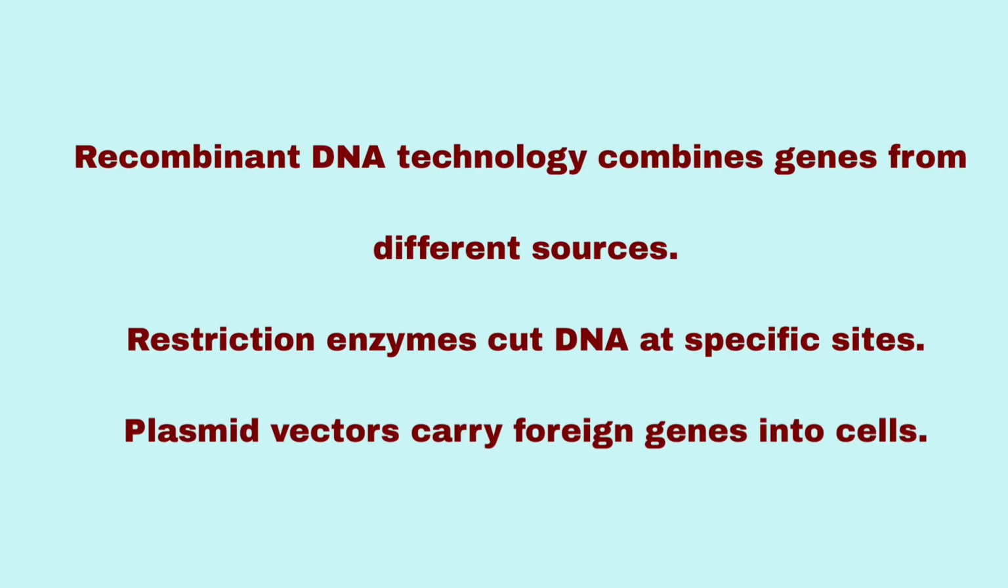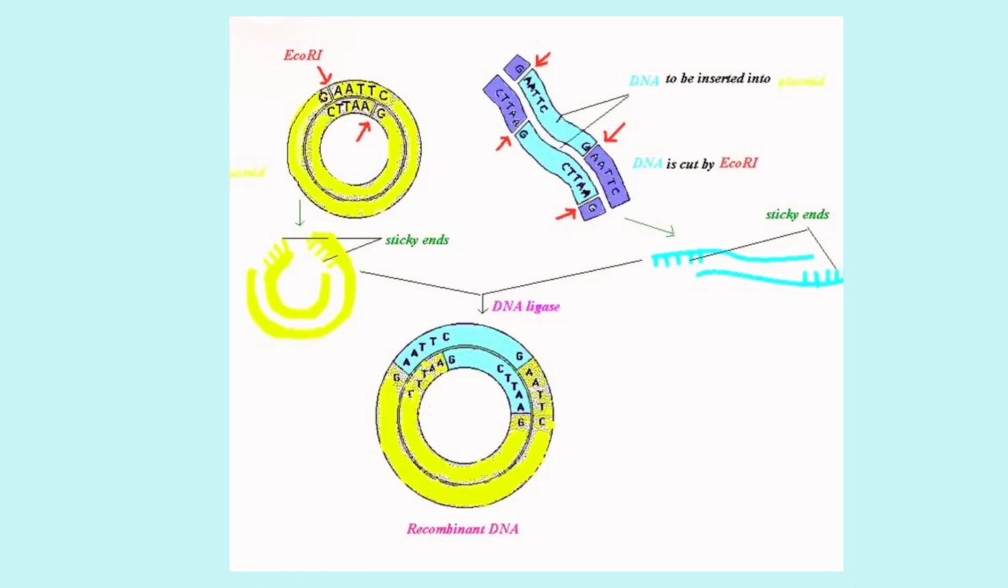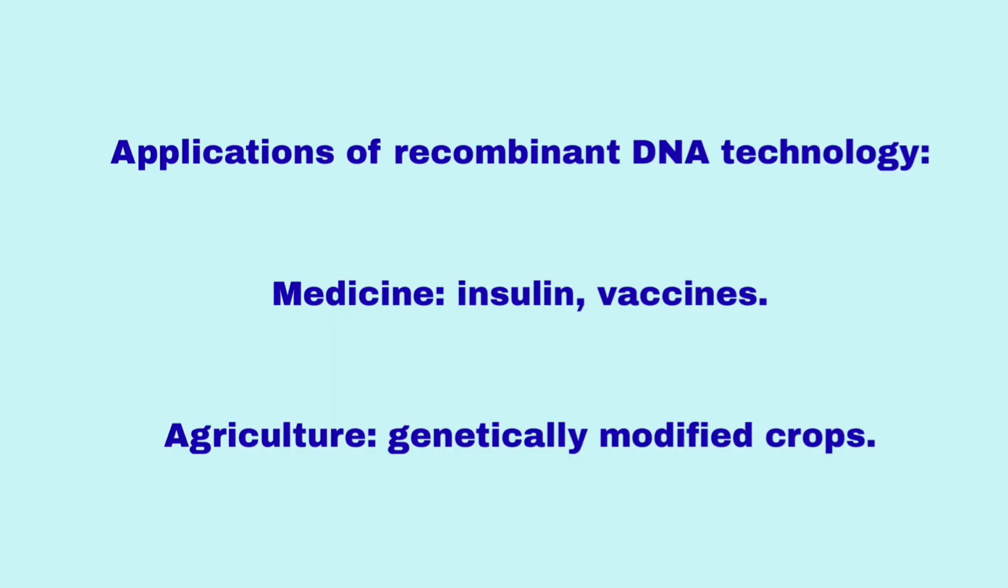Recombinant DNA technology combines genes from different sources. Restriction enzymes cut DNA at specific sites. Plasmid vectors carry foreign genes into the cells. Some applications of recombinant DNA technology are in medicine, insulin and vaccines, and in agriculture, genetically modified crops.